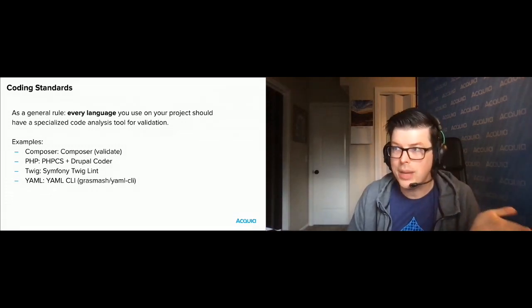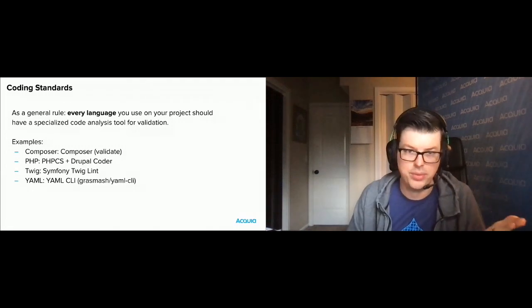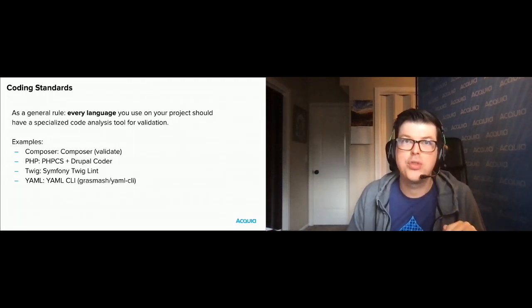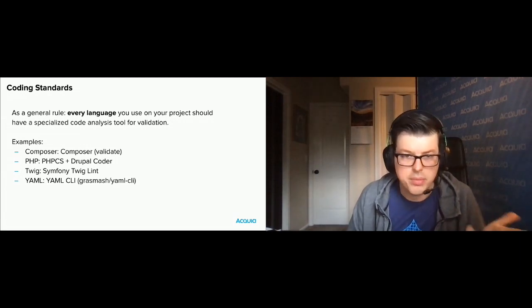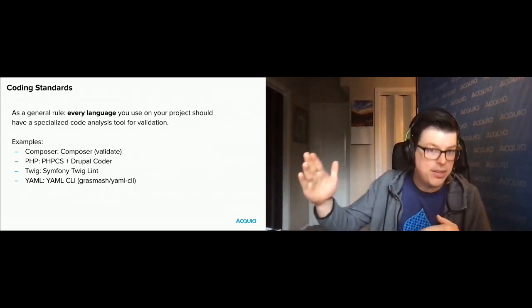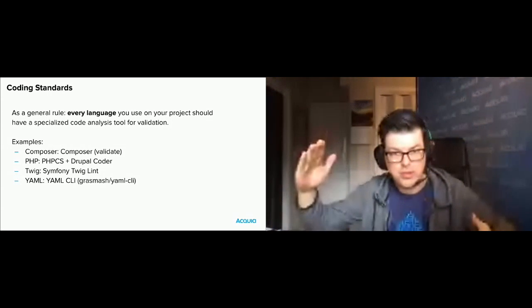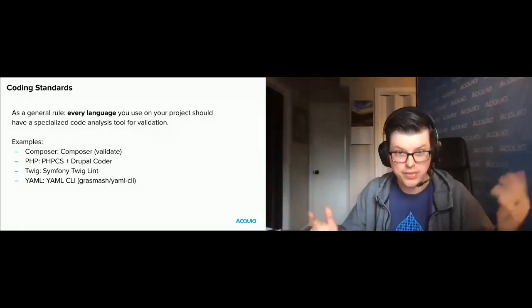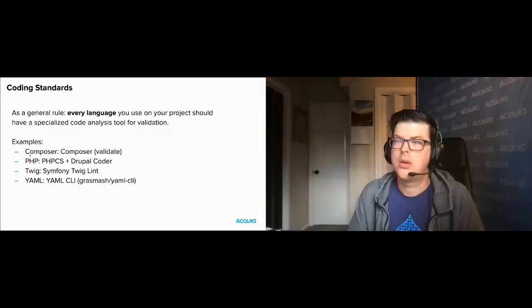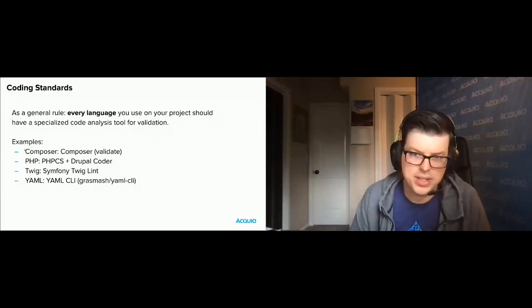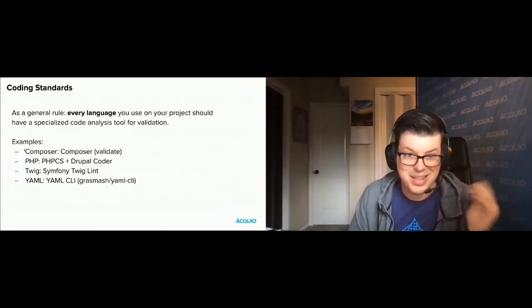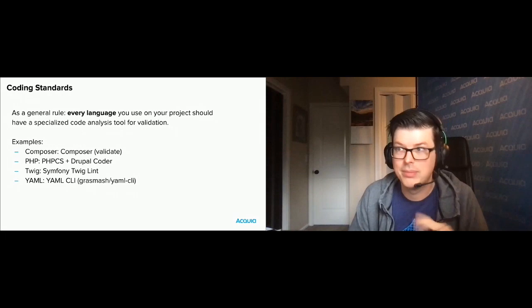So Composer ships with its own validation tool, right? So Composer Validate. If you try to run Composer install when your composer.json or composer.lock files are invalid, it's not going to work, right? You may get an immediate failure. You may get three quarters of the way through and then have a failure, but it's going to fail. So one of the very first things we do in all of our CI builds is run Composer Validate to make sure that the Composer files are valid. That fails the build, by the way, if they're not.